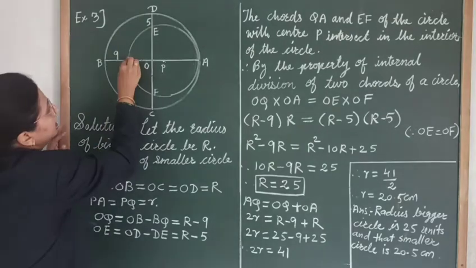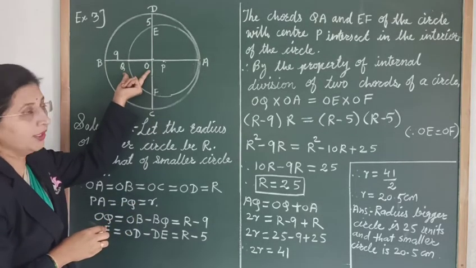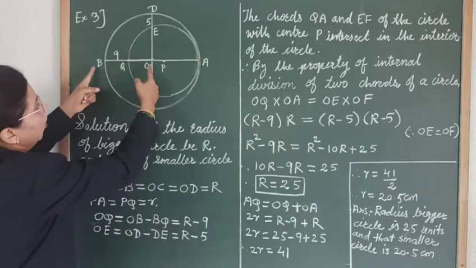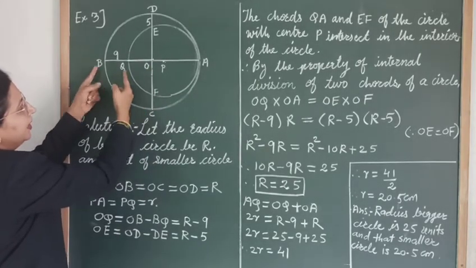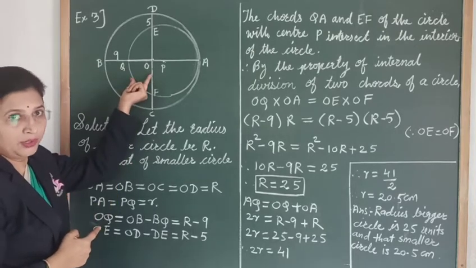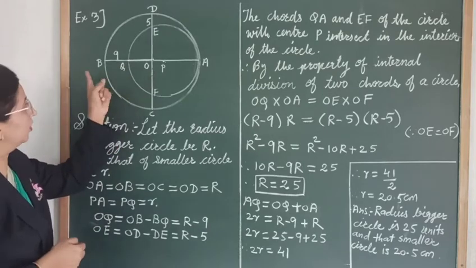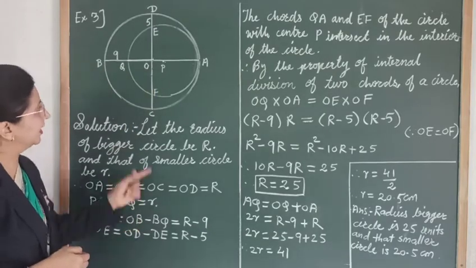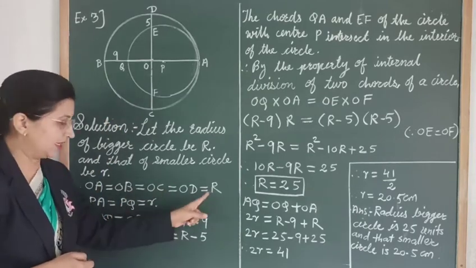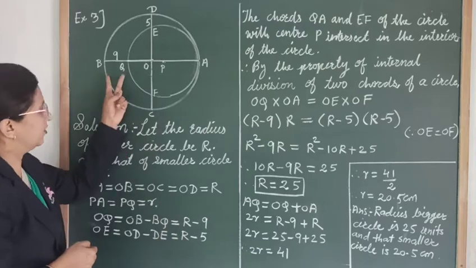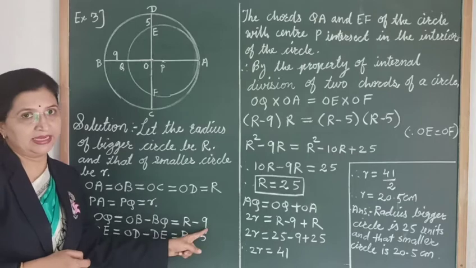We will find out the distance OQ. So the length of OQ is equal to OB minus BQ. OB minus BQ will give us OQ, so that only I have written here. OQ is equal to OB minus BQ. What is OB? OB is the radius of the bigger circle, that is capital R, and this BQ is given 9. That's why we got OQ is equal to R minus 9.